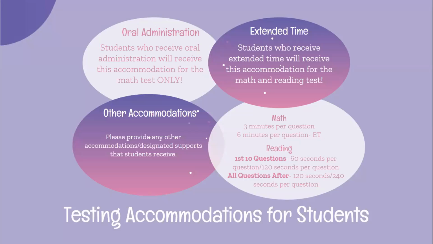So as far as the extended time, this is how it's going to work. All students, if they don't receive any accommodations, will have 3 minutes per question for the math test. If they receive extended time, they will have 6 minutes per question. And for reading, for the first 10 questions, if they don't receive any accommodations, they're going to have 60 seconds per question to answer, and if they have extended time, they will have 120 seconds per question. And then all questions after, about 34 questions, they will have 120 seconds per question, and 240 seconds with extended time, because as they take the test, the difficulty increases depending on if they're answering correctly.